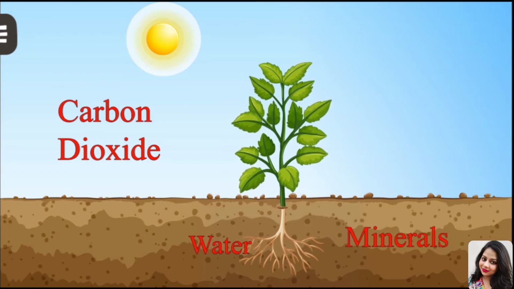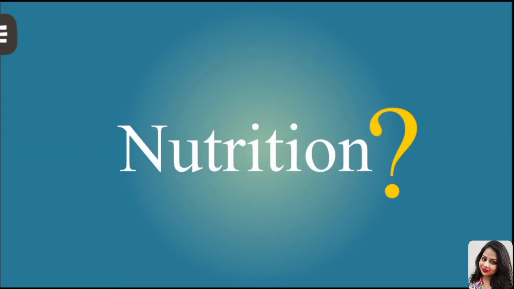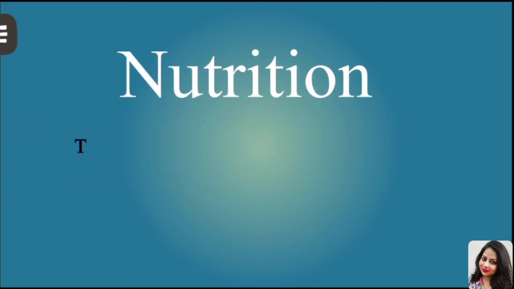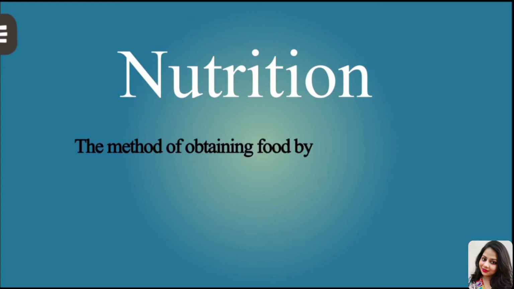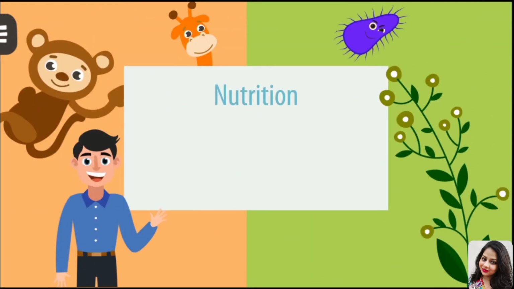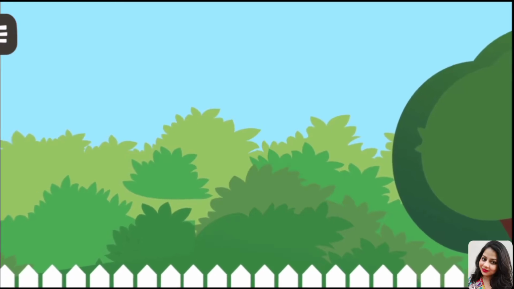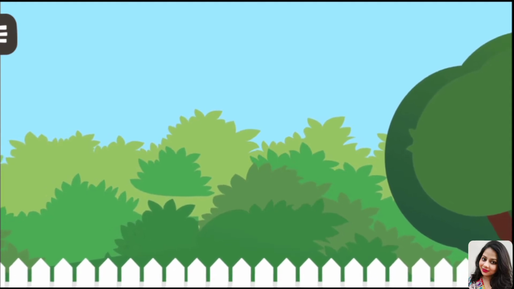Before knowing the method of nutrition, we should know what is nutrition. The method of obtaining food by organisms and its utilization is called nutrition. Nutrition is of two types: autotrophic nutrition, heterotrophic nutrition. Children, do you know that how plants prepare their food?